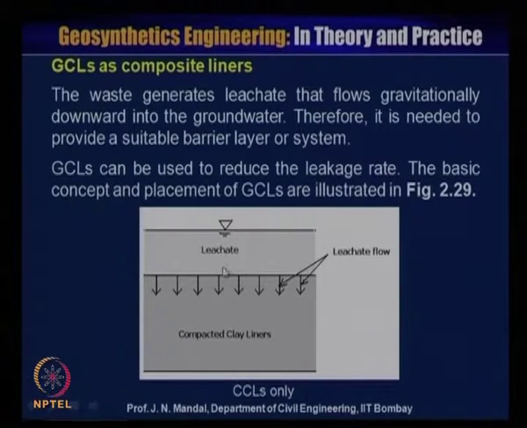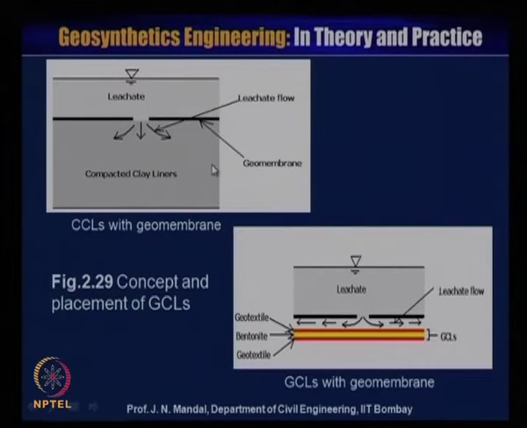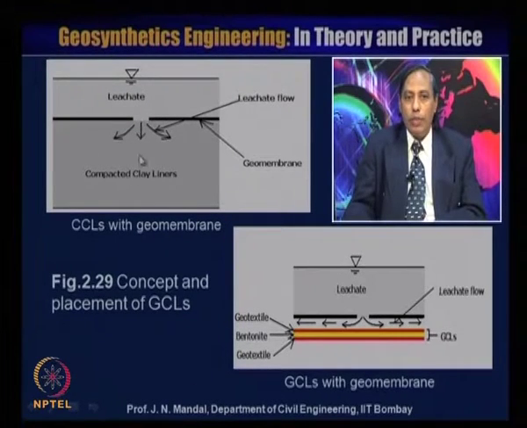You can see this is the leachate formation in the landfill. Leachate can flow even if we provide a compacted clay liner, which is the traditional method. Now, in case of the compacted clay liner, if there is a hole, let us say in a geomembrane material, the leachate can pass through this also and flow. So, how does the leachate flow here?